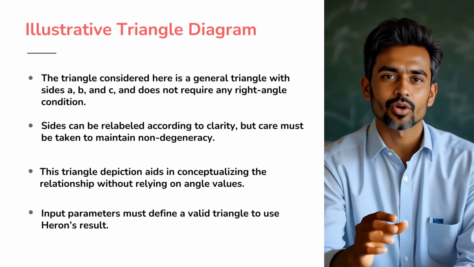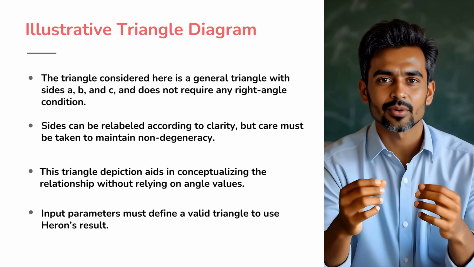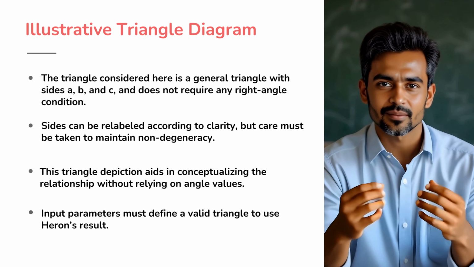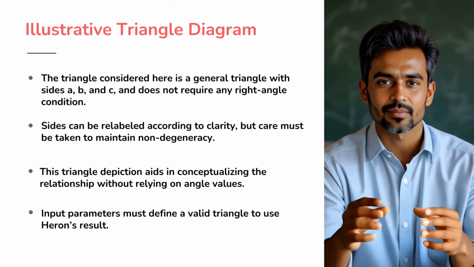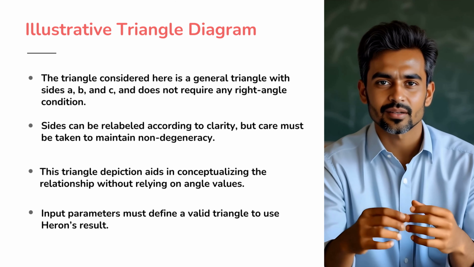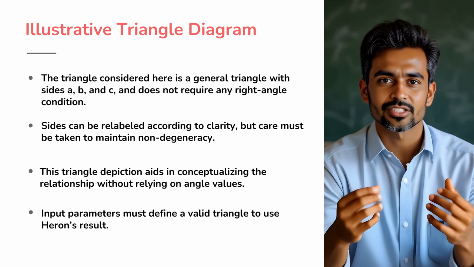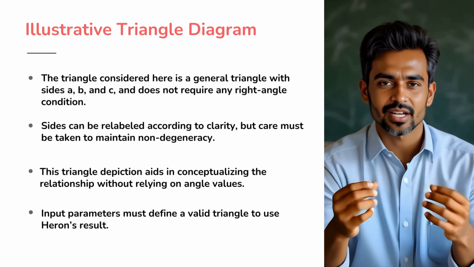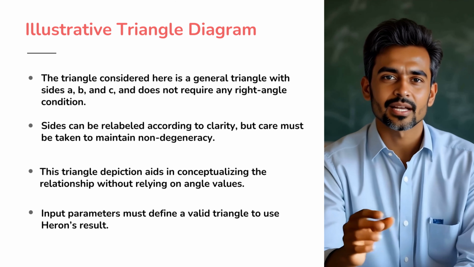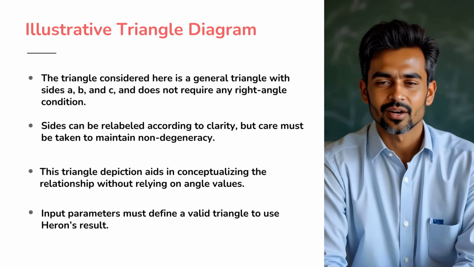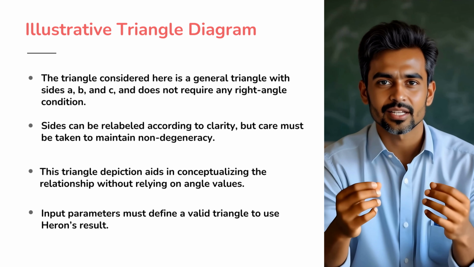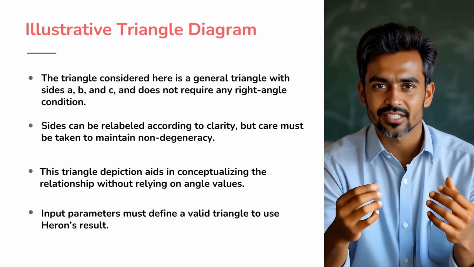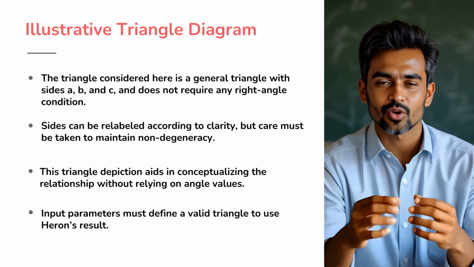Picture a triangle drawn on the board, with sides labeled A, B, and C. This triangle isn't necessarily right-angled or equilateral. It can be any kind of triangle, scalene, isosceles, or what you like, as long as it's valid. The labels A, B, and C can be rearranged for clarity, but always make sure that the triangle isn't degenerate, meaning the sides must satisfy those triangle inequalities we talked about.